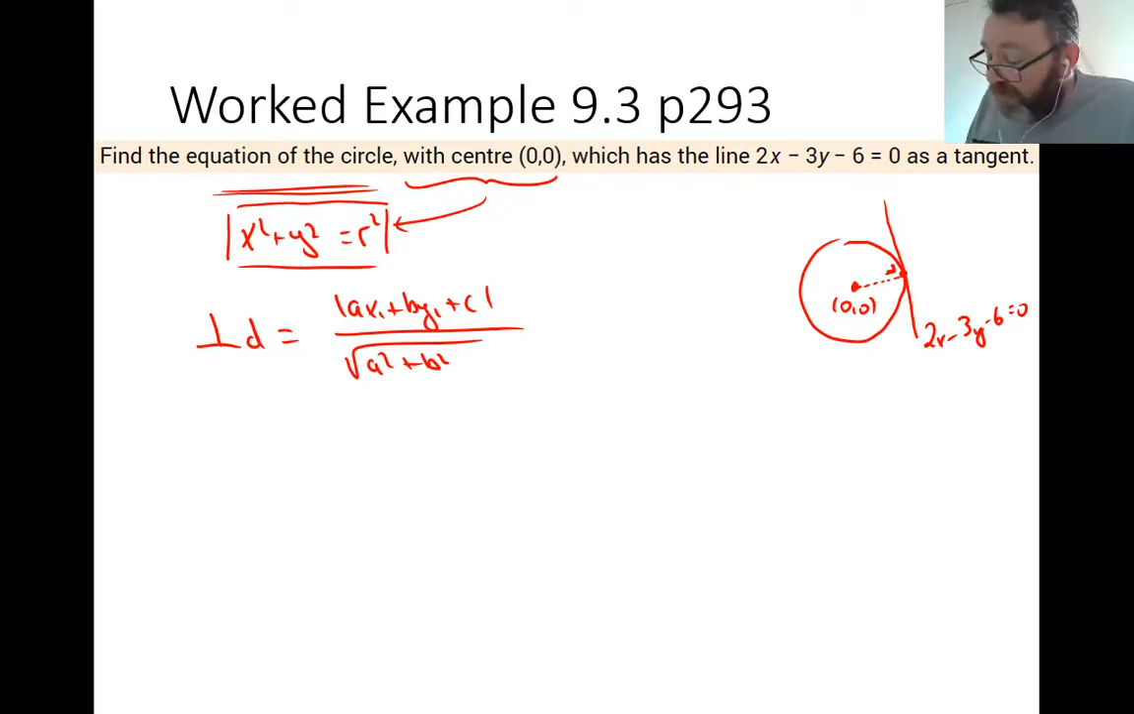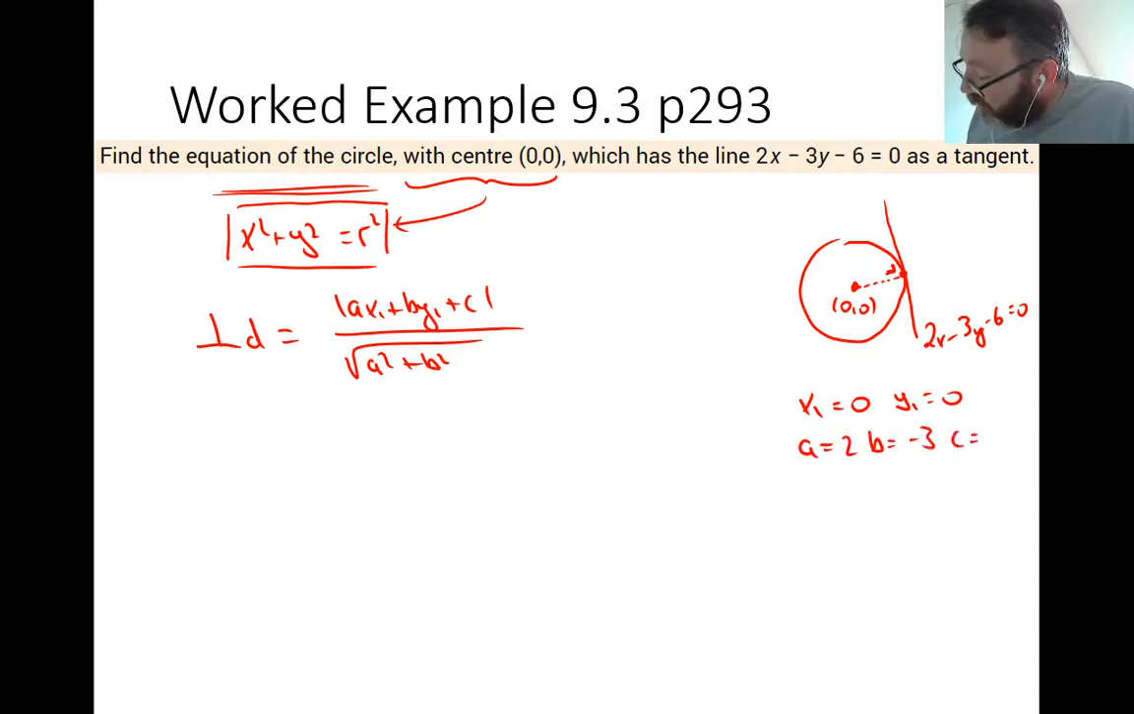Now, what's A, B, and C? A, B, and C are the numbers in the equation of the line, 2, 3, and 6. What's x1 and y1? They happen to be the values of the point. So in this case, x1 is equal to 0, y1 is equal to 0, a is equal to 2, b is equal to minus 3, and c is equal to minus 6. And I got all that from that diagram. Now all I've got to do is fill them in.